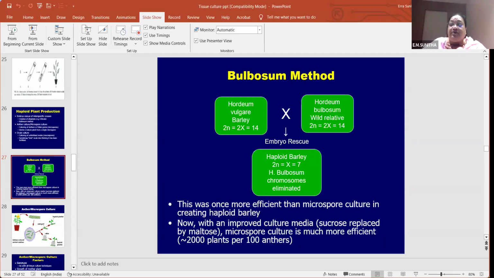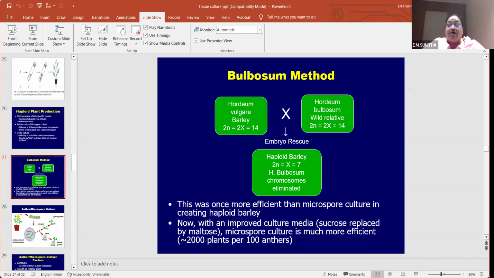So when they crossed between these two, naturally fertilization, that is pollen and ovule fertilization, has taken place, and you had embryo formation. But the embryo was not growing. The embryo was not giving a new plantlet. So they have done the embryo rescue. In this embryo rescue, both of these are 2n, but here they have eliminated the chromosomes of this wild variety. Hence 14 has become 7.